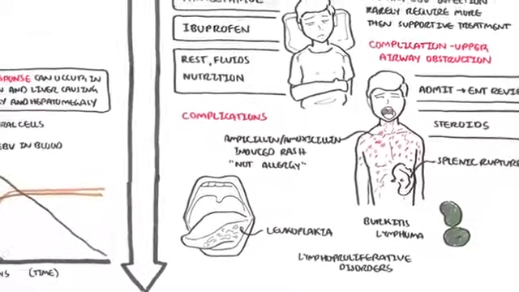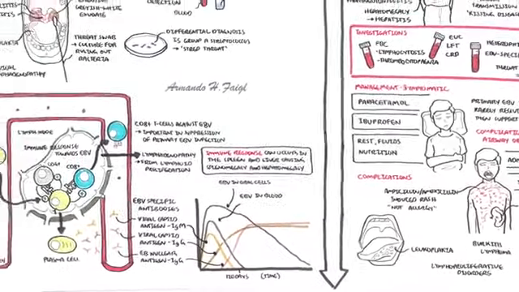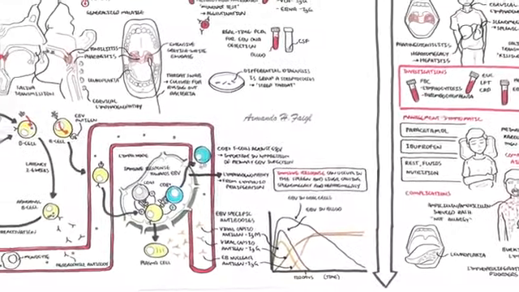On a side note, infectious mononucleosis can also be caused by other viruses, but typically Epstein-Barr virus is by far the most common cause.